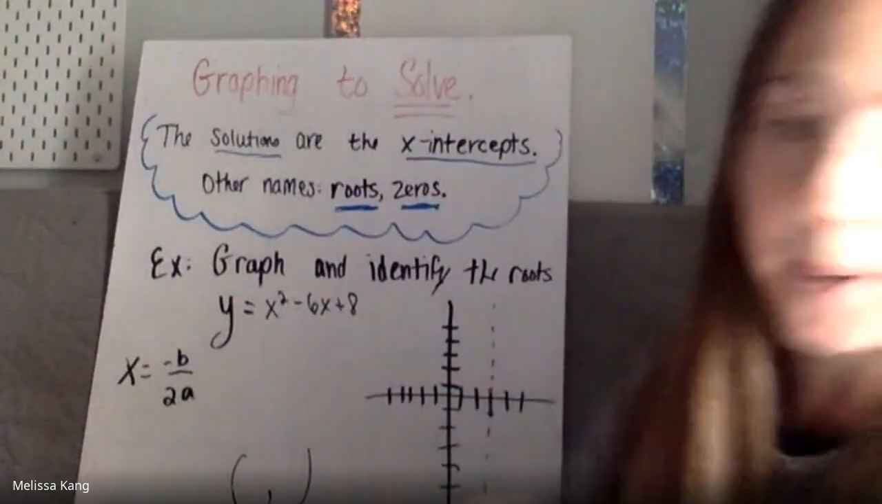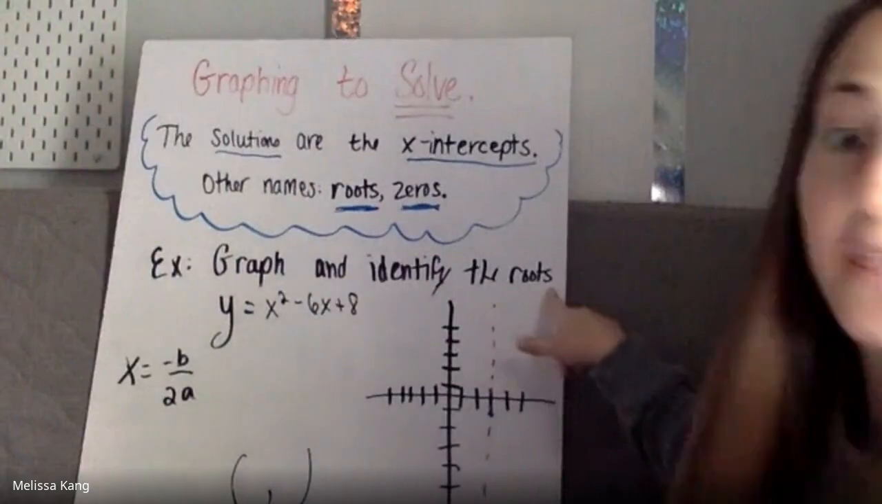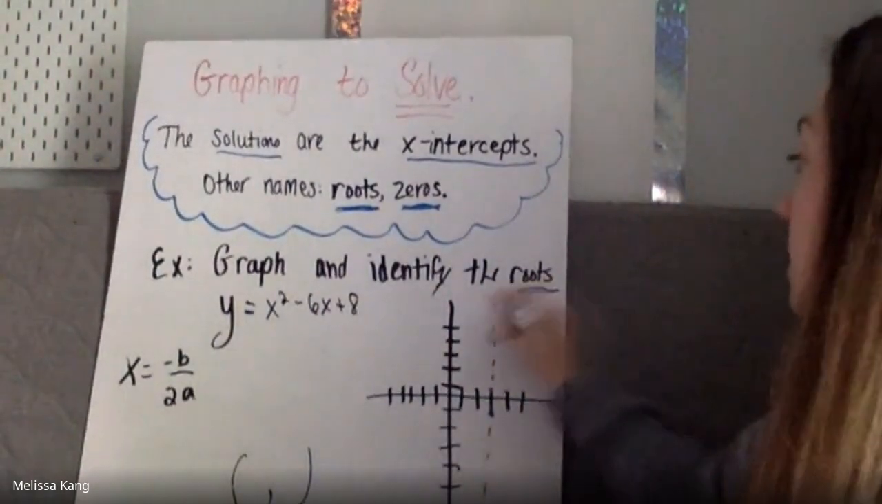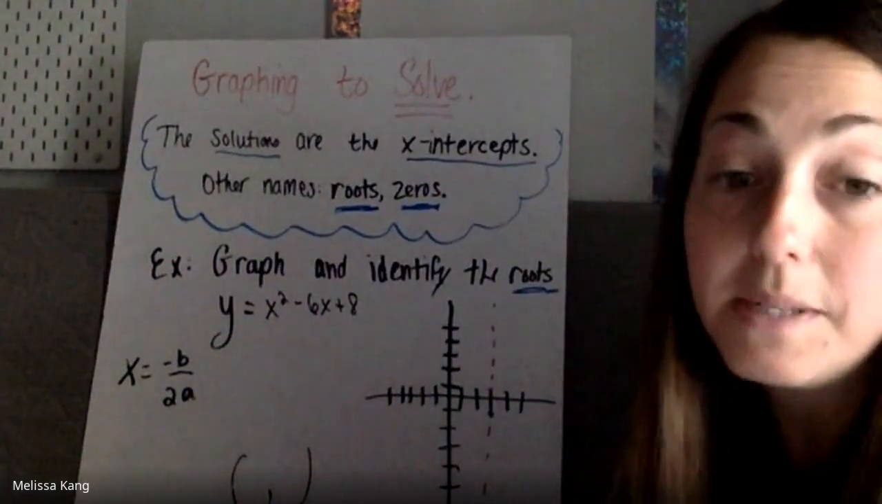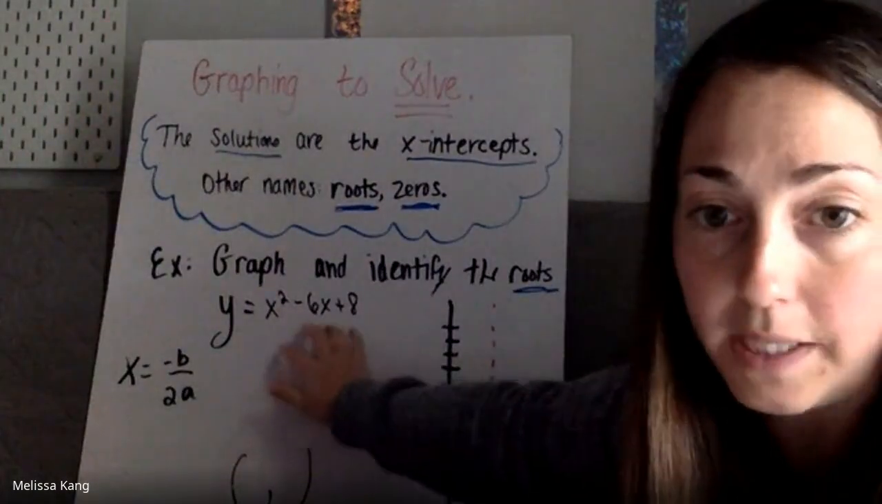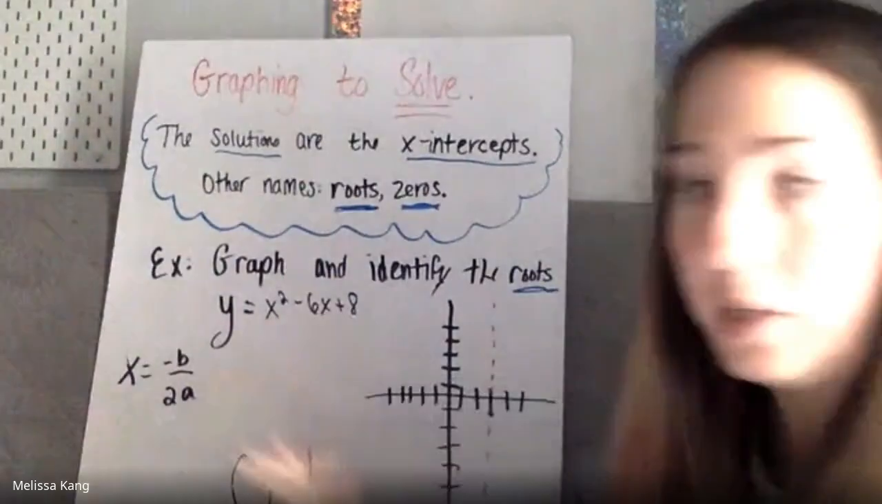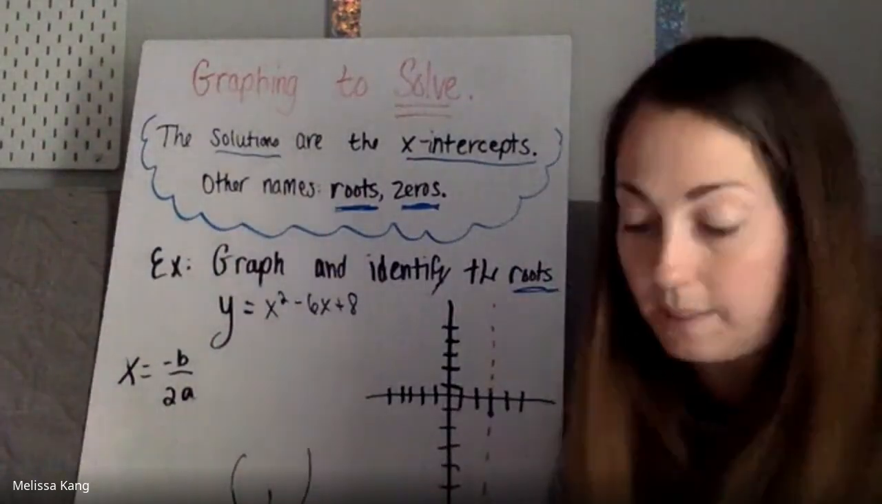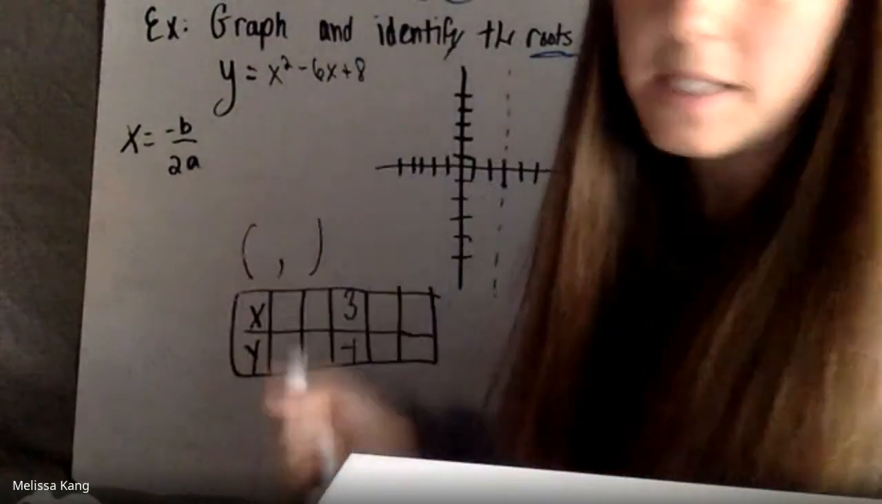Just one example, okay? Graph and identify the roots. Okay, so again, that means we're finding our x-intercept. Here's my equation, y equals x squared minus 2x plus 8. And we already learned how to graph, so I'm going to go through those steps a little quickly today. Step 1, let's move this down a tiny bit. Step 1 is to find that axis of symmetry.